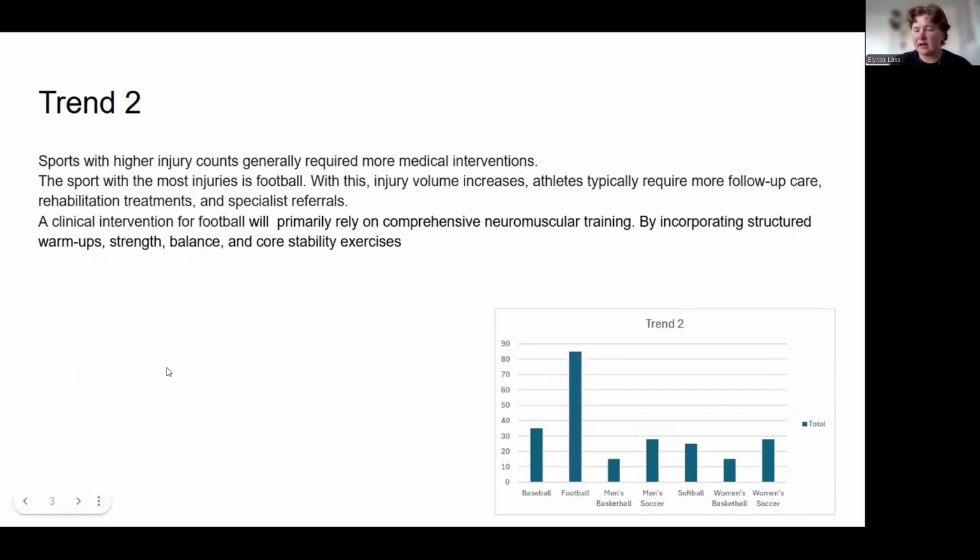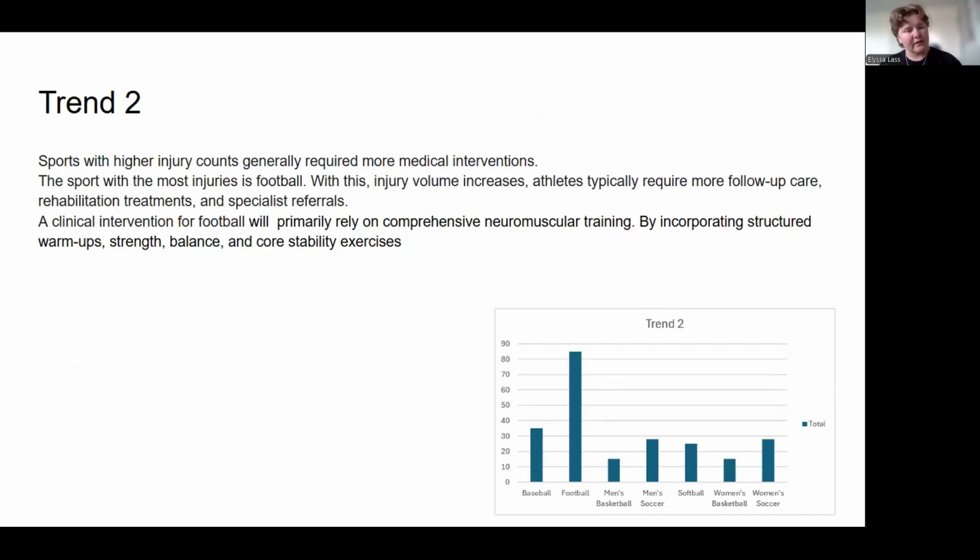The second trend that I discovered was that sports with higher injury counts generally require more medical interventions. The sport with the most injuries is football. With this injury volume increase, that typically means that athletes require more follow-up care, rehab treatments, and also specialist referrals as well.